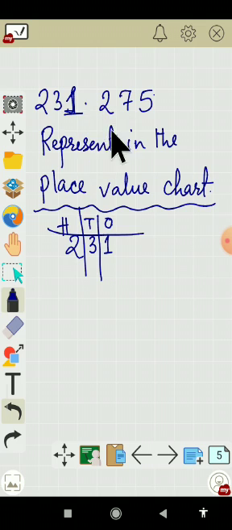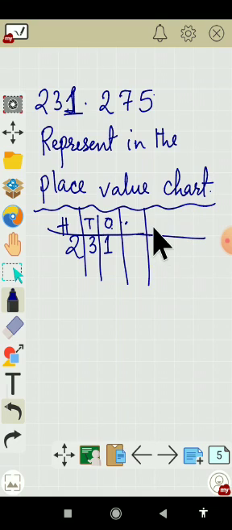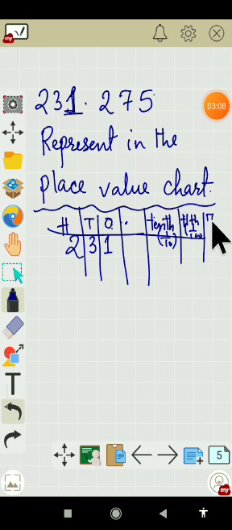But when we are representing a decimal number, in our place value chart, after ones we have to give the decimal point, then we have to write tenth, then hundredth. Tenth means 1 by 10, its value is 1 by 10. Hundredth, its value is 1 by 100. Then thousandth, that means its value is 1 by 1000.